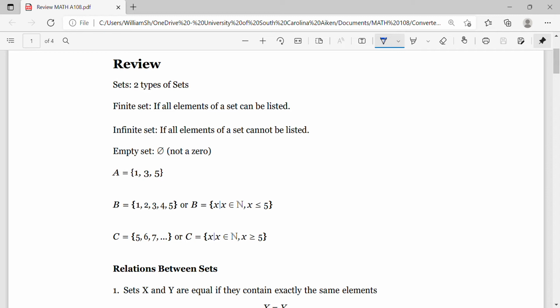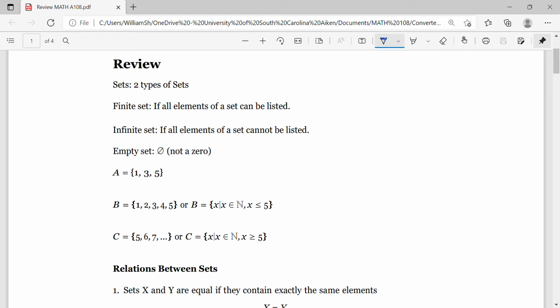Today what we're going to do is give you a review of some information that you should already know coming into Math 108. Now you may have forgotten this information, you may just need to be brushed up on it, or you may have never learned it. So we're going to review it real quick to make sure that we can start you out this semester on the right foot. Now the first thing that we're going to review are the types of sets.